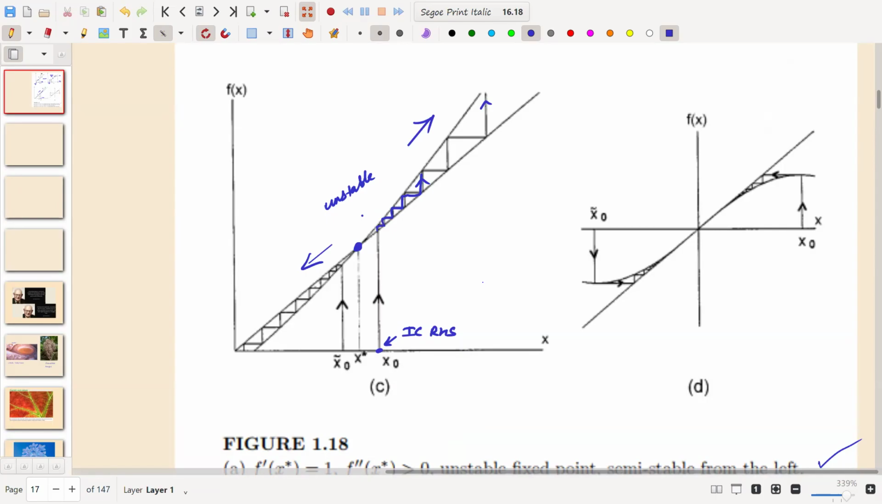Let us take this case where this is the fixed point at origin. And you took an initial condition on the right hand side. So here the initial condition, you can see it is moving towards the fixed point. And on the left hand side, it is moving towards the fixed point again, like this. So it is stable. So these are some of the graphical cases.